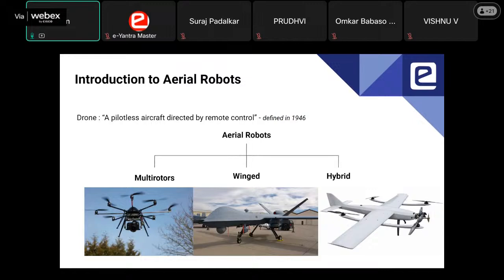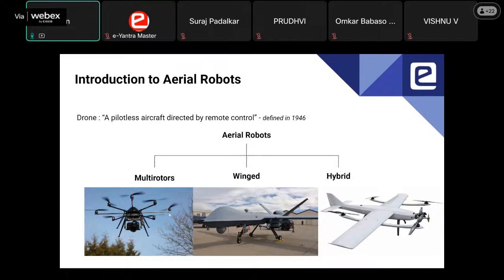For a plane to fly, you need a runway to attain a certain speed, and only then can you take off. So these hybrids are useful when you need to take off from a single position, but you also need the characteristics of a winged aircraft, which is long flight. You can have very long durations of flight using a winged aircraft. So in such cases, we combine both of these and get a hybrid.